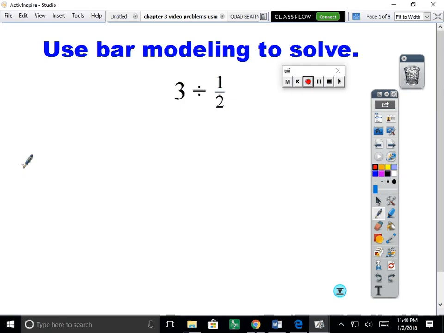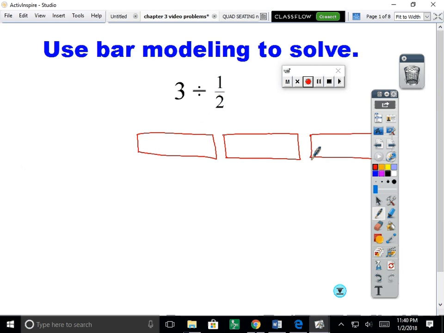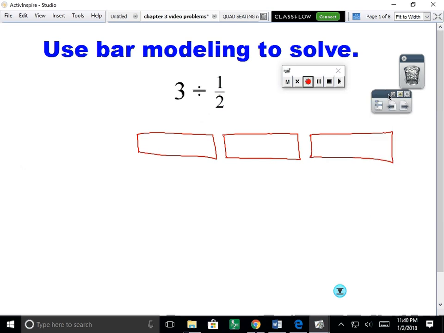All right, so here's our first problem. It says, let's use bar modeling to solve. We have 3 divided by 1/2. What I'd like you to think of is we're starting with 3 whole bars. So I'm going to draw 3 whole bars here, and I'm going to see what we can do with those to show this division. Notice we're taking these 3 wholes, which I've drawn, 3 whole bars.